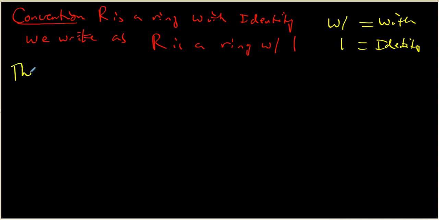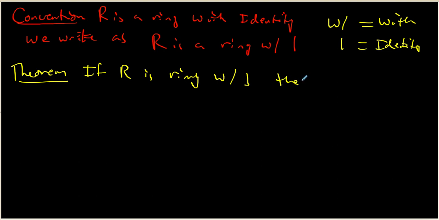So our theorem is going to state: if R is a ring with identity, then the identity element is unique. And again, the proof is just like the previous two proofs, so I would encourage you to stop the video and try and prove this all by yourself. So hopefully you've stopped the video and you've made an attempt to prove it. Let's now look at the proof together.